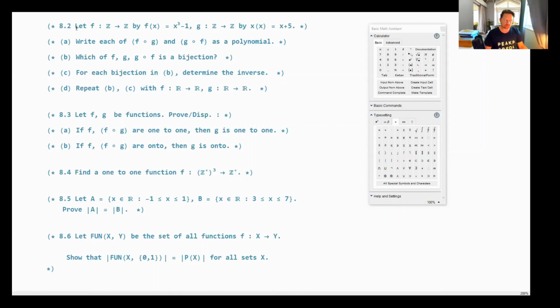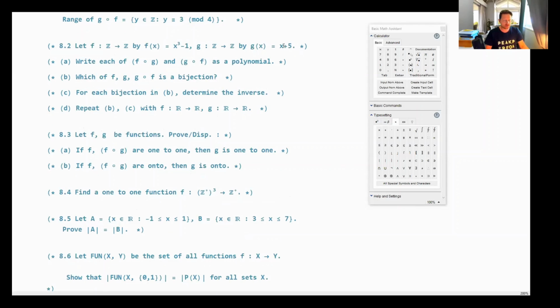Okay, so 8.2 says, let f map integers to integers by f of x is x cubed minus 1. And then we've got a function g of x that sends integers to integers. G of x is equal to x plus 5. Okay, so write each of f compose g and g compose f as a polynomial. Okay, so let's begin with this one.